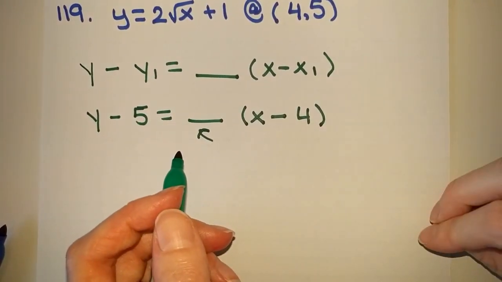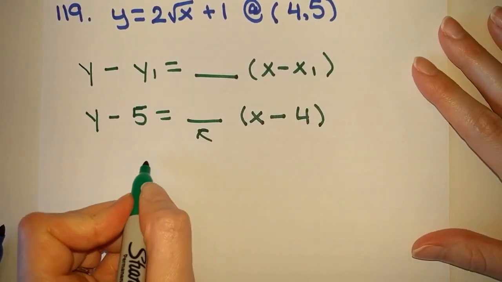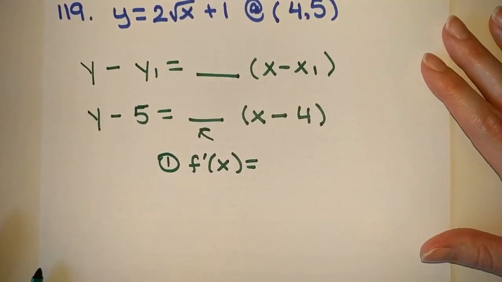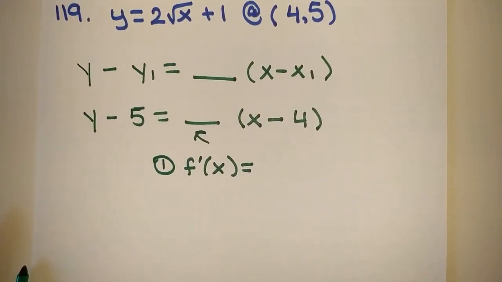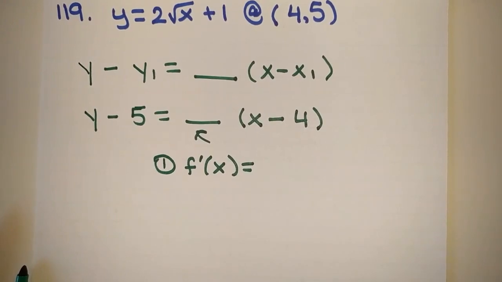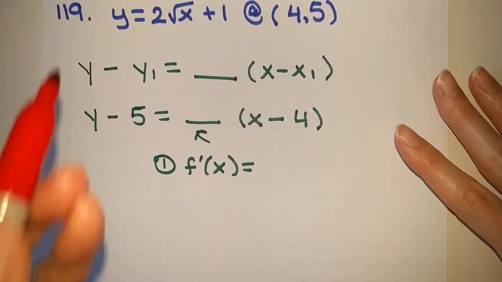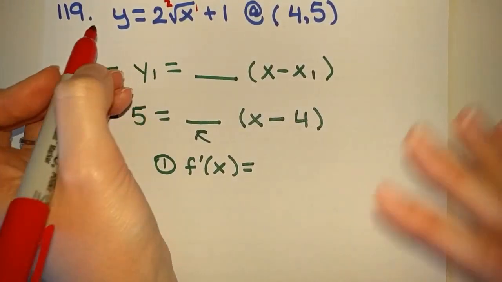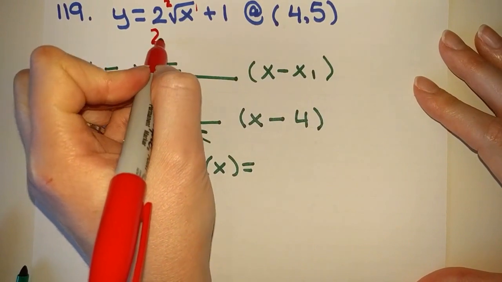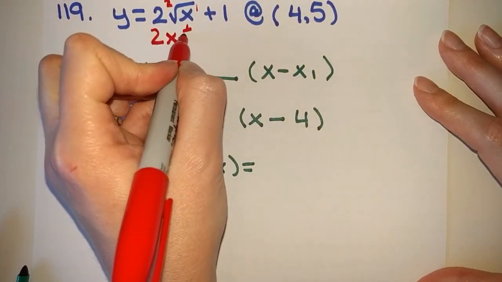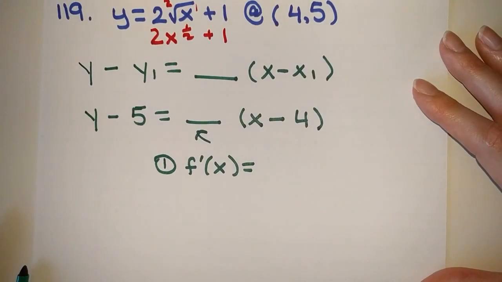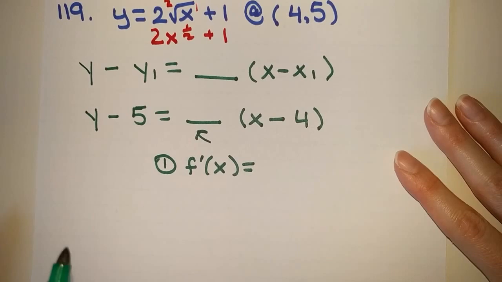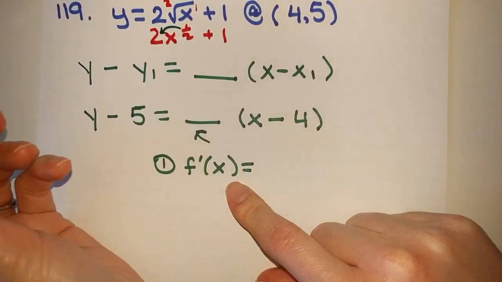So the m is the derivative evaluated at the given x value. So the first thing we do is we take our derivative. Now, taking the derivative is not as straightforward as on the last one because we have this square root. So remember, anytime we have a radical, we want to rewrite the radical. So we have x to the first, and then the square root has an index of 2. So before I start taking the derivative, I would go up here and rewrite this as 2x to the 1/2 plus 1. And now it has the x to a number, which is the power rule that we can use.